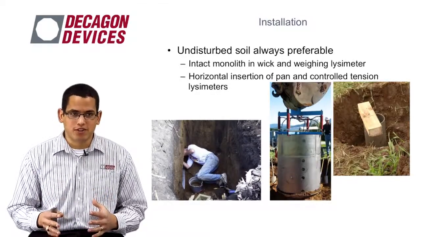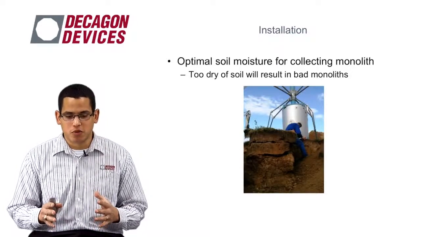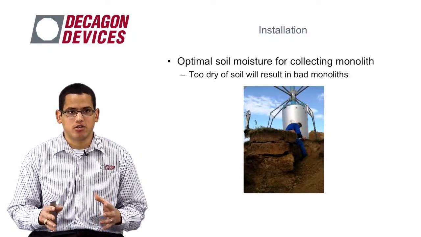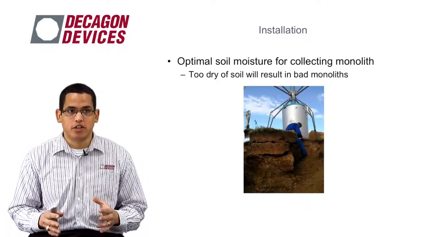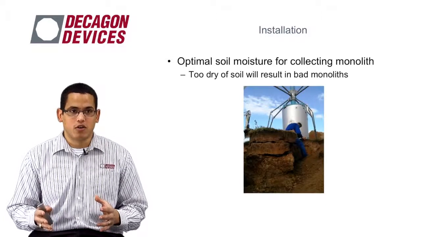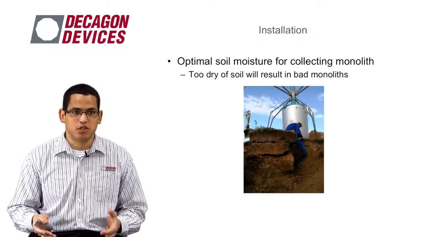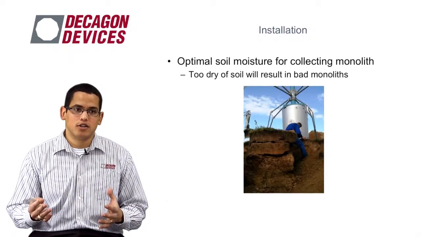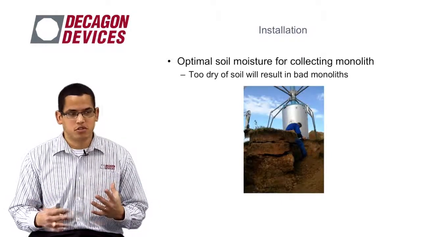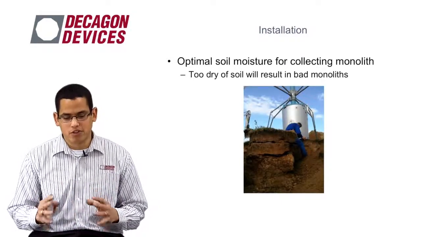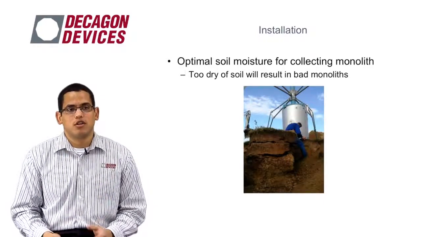Another important factor when looking at this is making sure that the soil that you are trying to install in or take a monolith of is at optimal soil moisture. If you try and take a monolith or do installations while the soil is too dry, you're going to run into issues like this where you see in this picture where it starts breaking or you can't get a good monolith. So it's really important that you do select the right time to do your installation.